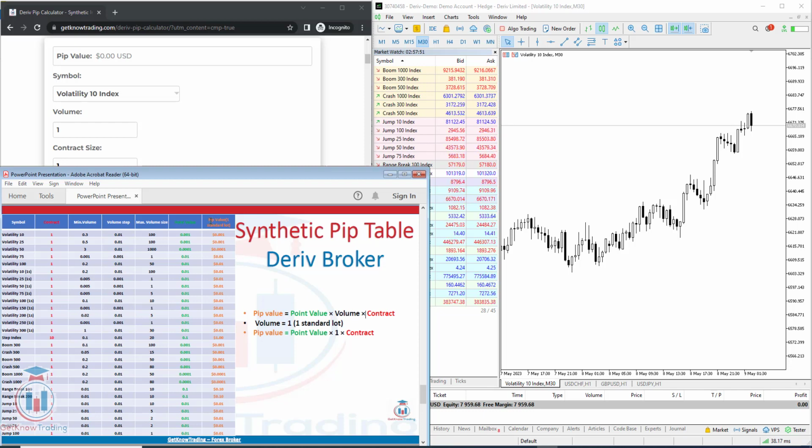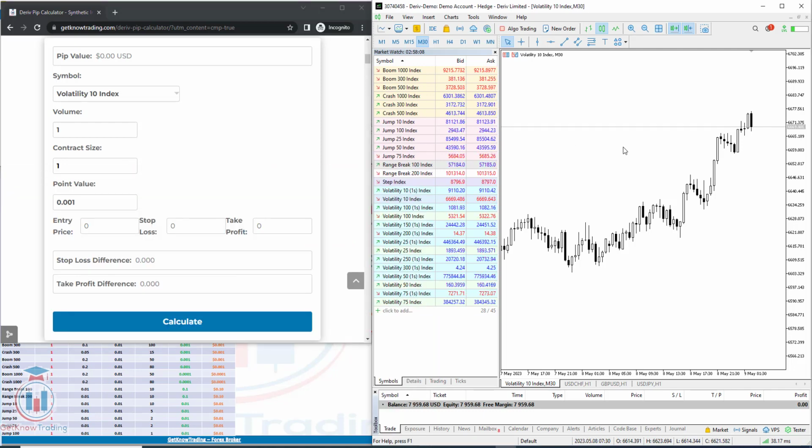So you can see also here a column with a Pip value that tells you for each specific symbol in synthetic indices what is the value in US dollar. In our case, in this lesson I will show you what is Volatility 10 Index. Now let's start. Here in the chart I am currently using MT5, MetaTrader 5 trading platform, where I will show you how to calculate the Pip value.